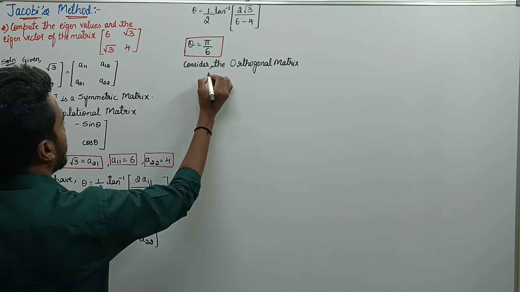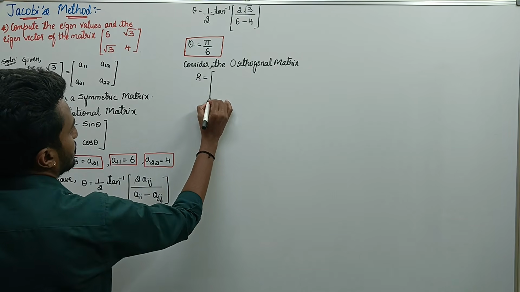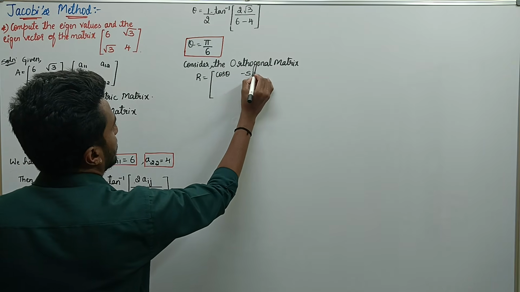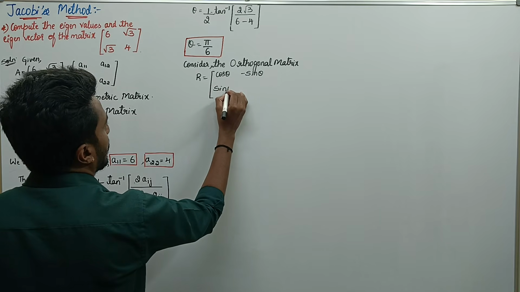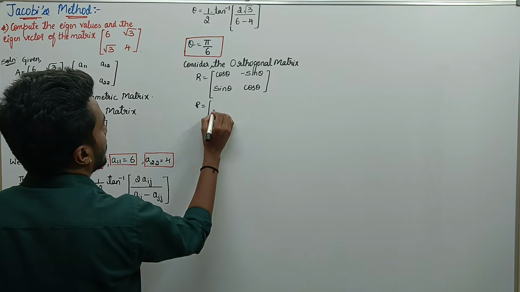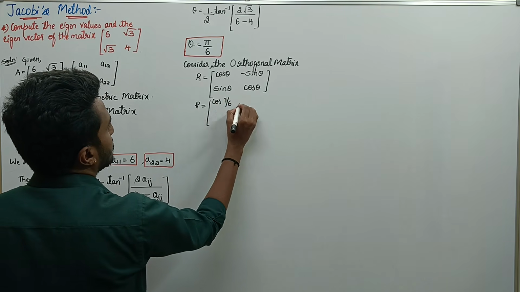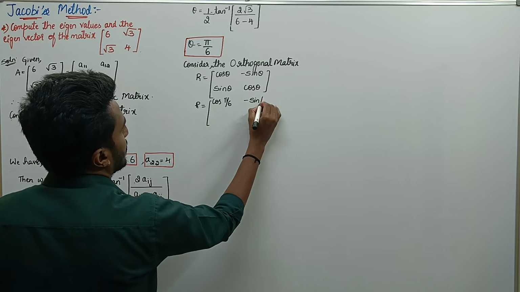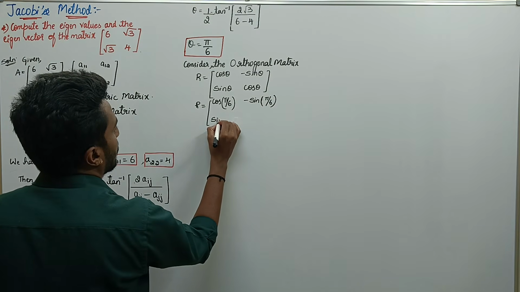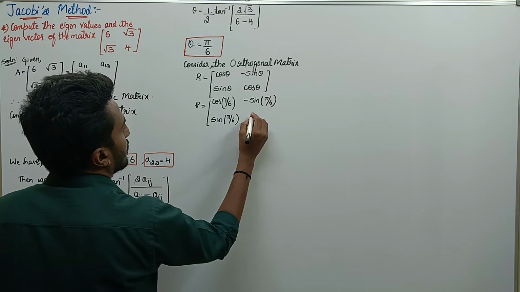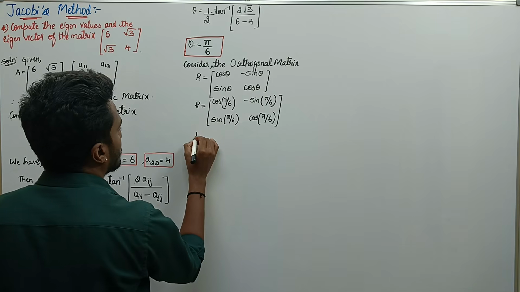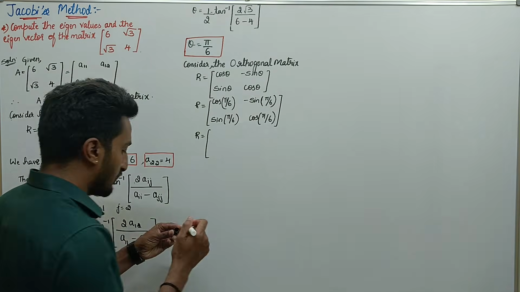Now then we have R equal to cos theta, minus sin theta, sin theta, cos theta. Now substitute the angle theta. R equal to cos pi by 6, minus sin pi by 6, sin pi by 6, cos pi by 6. Okay, let me show you in the calculator how to simplify the values of cos pi by 6.